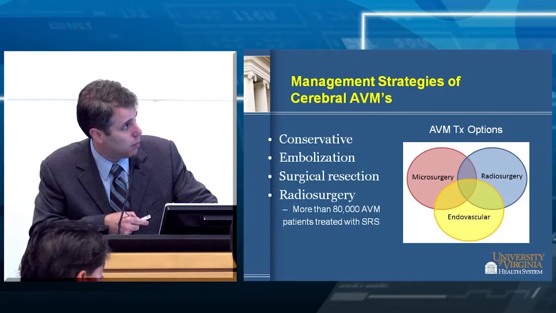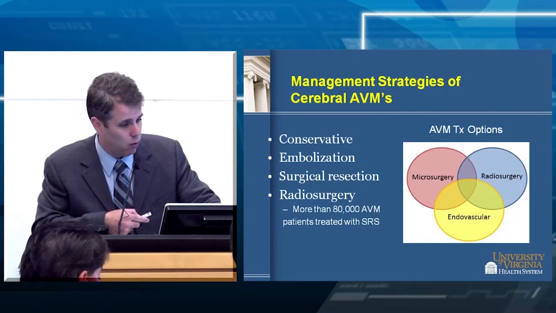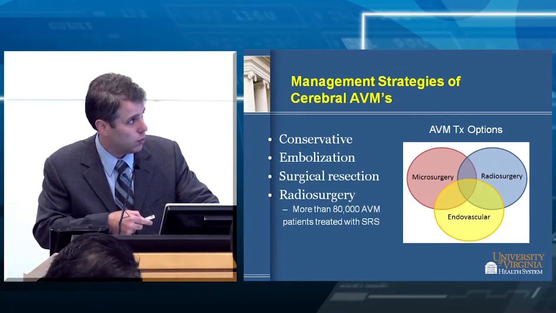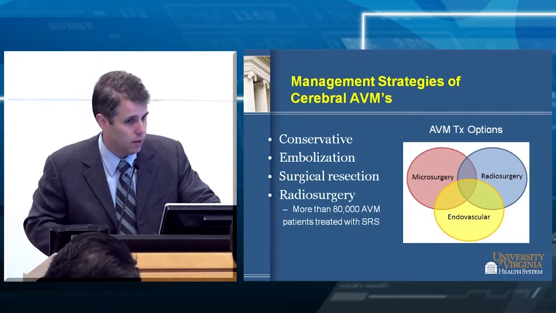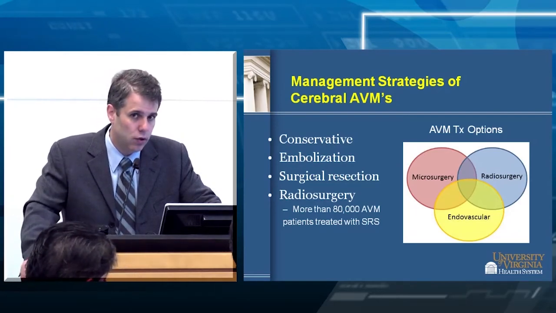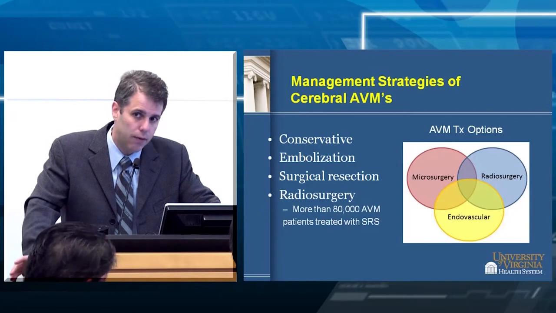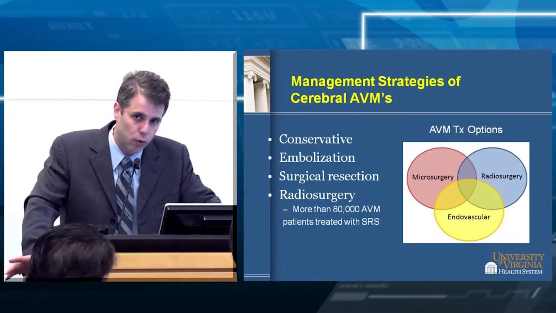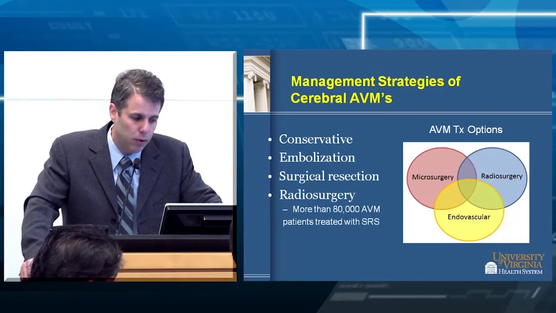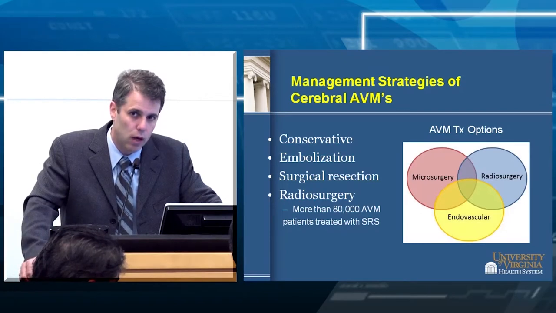Certainly, embolization is having an increasing role in the management of patients with AVMs. Surgical resection has been a mainstay of treatment. With radiosurgery, more than 80,000 AVM patients have been treated with radiosurgery alone. And then there is conservative management for those who have had an AVM picked up incidentally or who may have epilepsy associated with their AVM but no prior hemorrhage. Sometimes we'll simply follow these patients because either the risk of treating them is too great or the perceived benefit is too little.